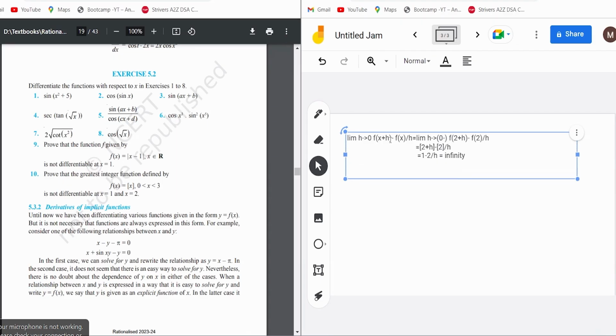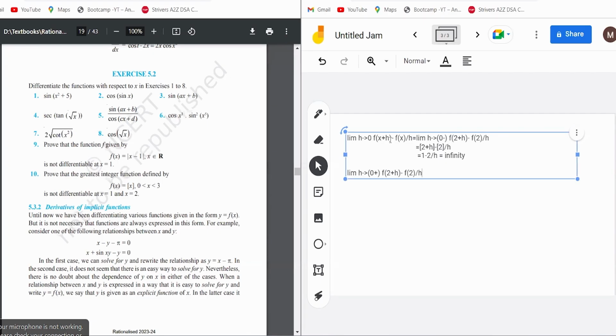But let me check for h tending to 0 plus also. Limit of h, like this you have to show for 0 plus also. We can't just do the half question. F of, instead of x, I am putting 2. F of 2 plus h minus f of 2 divided by h.